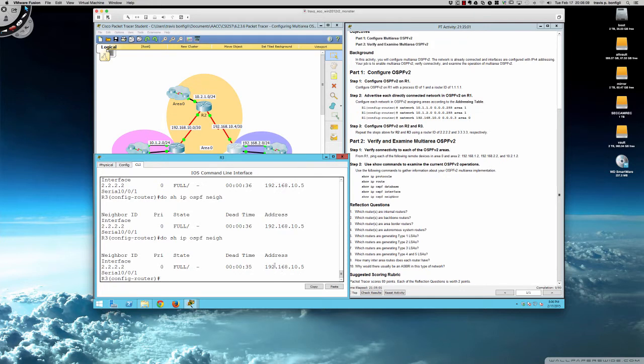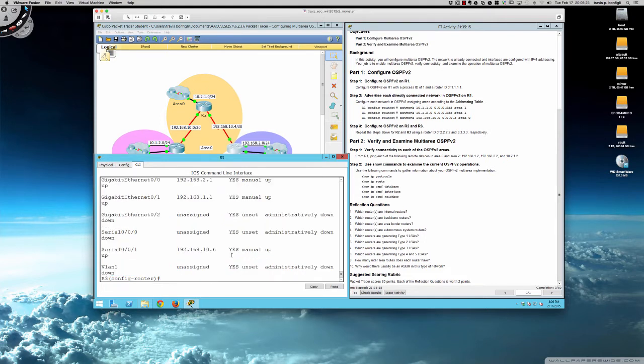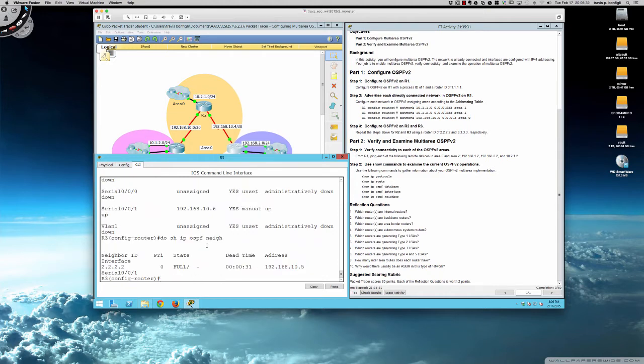And then the IP address 192.168.10.5, this is the IP address for the neighboring router out serial 0/0/1. So if I were to do a do show ip interface brief, you can see that router 3 is 192.168.10.6, meaning that the other end of the link, which is router 2, is 10.5. And again, here's the interface out which I'm seeing that neighbor. And there it is right there.